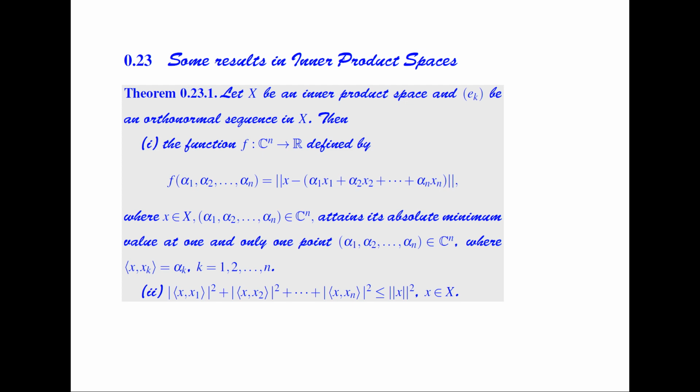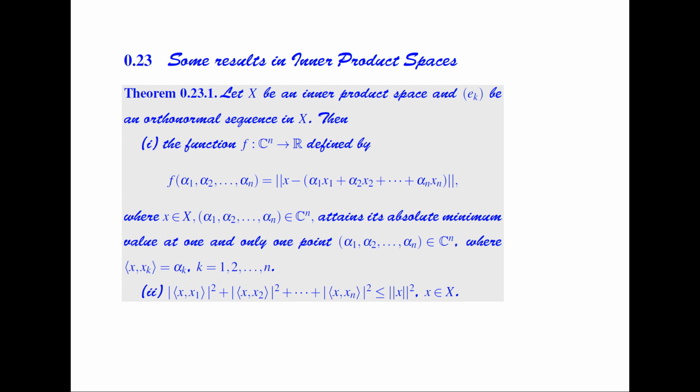Then the function f from C^n to R, defined by f(alpha 1, alpha 2, and so on, alpha n) is equal to the norm of x minus (alpha 1 x1 plus alpha 2 x2 plus so on, alpha n xn), where x belongs to the set X and alpha 1, alpha 2, and so on, alpha n belong to C^n, attains its absolute minimum value at one and only one point alpha 1, alpha 2, and so on, alpha n, where the inner product of x comma xk is equal to alpha k, where k is equal to 1 to n.